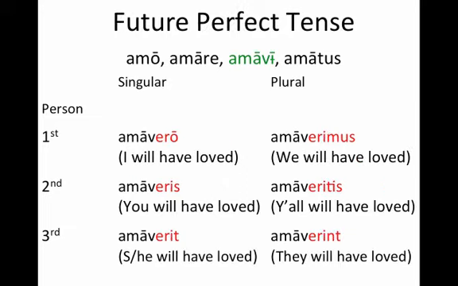And finally, there's the future perfect tense. And here our endings are -ero, -eris, -erit, -erimus, -eritis, -erint. The stem, as with the other two, is derived from that third principal part of the verb. And when we translate this, we're going to use the words will have or shall have in English. So amavero, I will have loved, amaveris, you will have loved, amaverit, he, she, or it will have loved, etc.